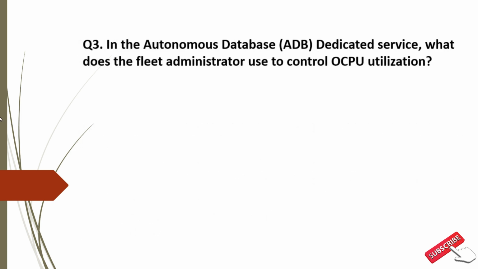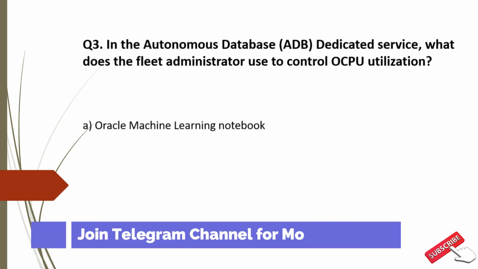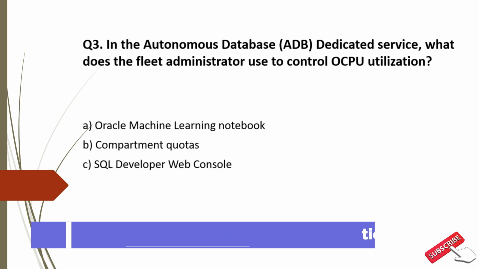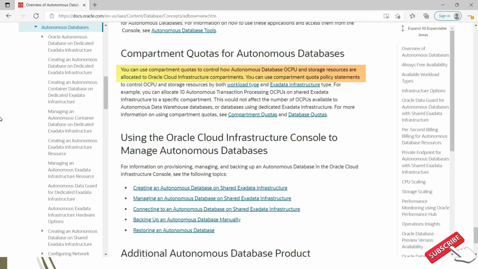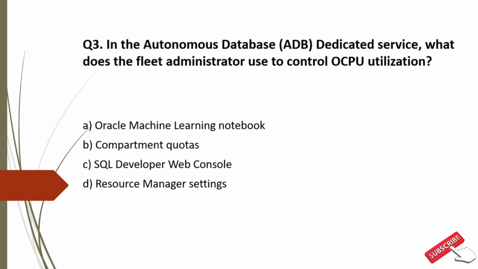Question 3. In the autonomous database dedicated service, what does the fleet administrator use to control OCPU utilization? And the options are A. Oracle Machine Learning Notebook, B. Compartment quotas, C. SQL Developer Web Console, and D. Resource Manager settings. You can use compartment quotas to control how autonomous database OCPU and storage resources are allocated to Oracle Cloud Infrastructure compartments. Back to the options.